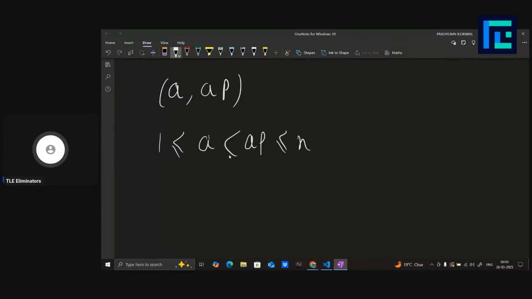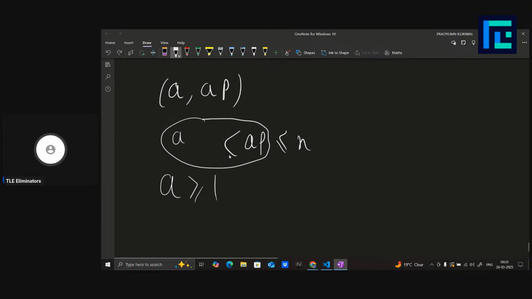And this a greater than or equal to 1 is pretty obvious, it will happen. We want a greater than or equal to 1, that is one constraint, so I'll write it separately. And also here it was a less than ap, which by default will happen because p is a prime, so p is greater than or equal to 2, so I don't have to write that.